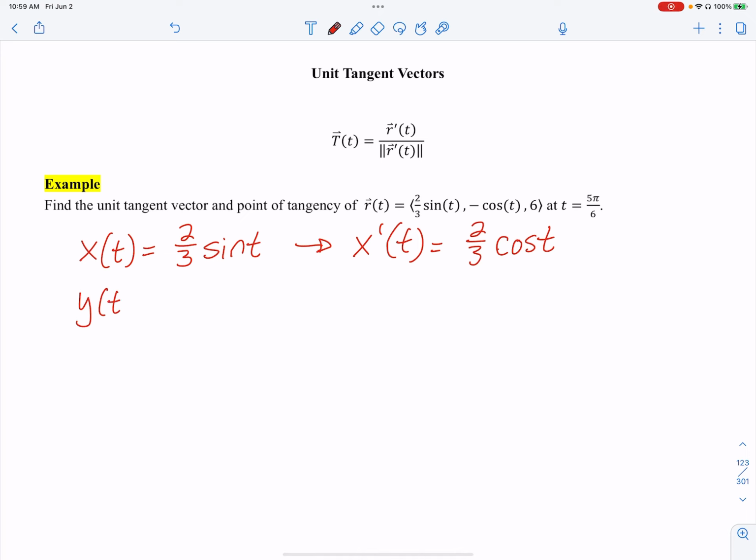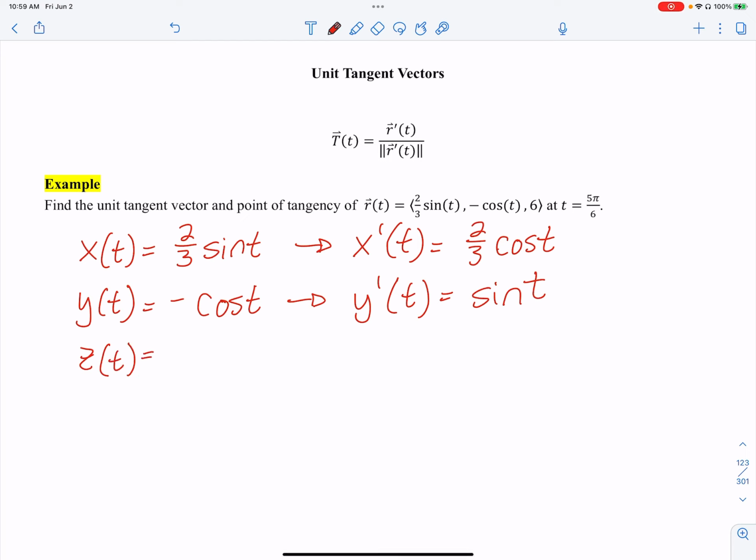y of t is equal to negative cosine t, which tells me y prime of t is going to be sine of t, because the derivative of cosine is negative sine, which cancels with that negative. z of t is a 6, so the derivative of that, z prime of t, is equal to 0.